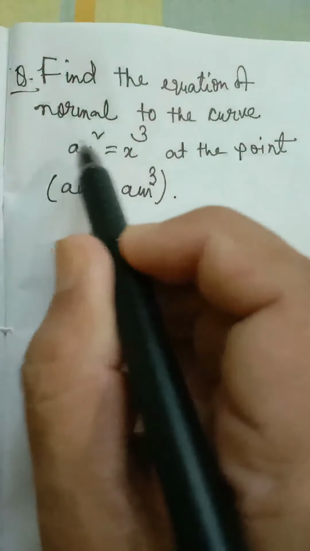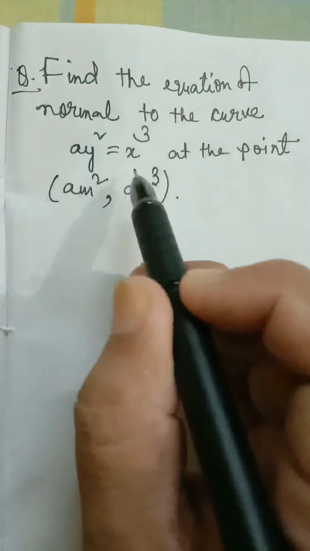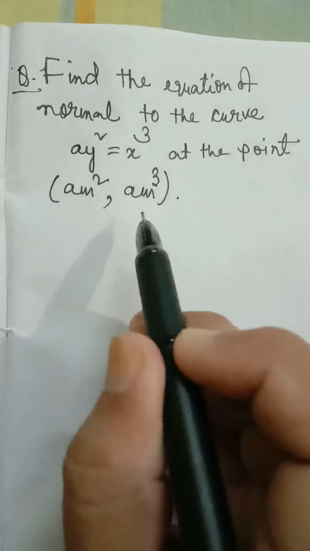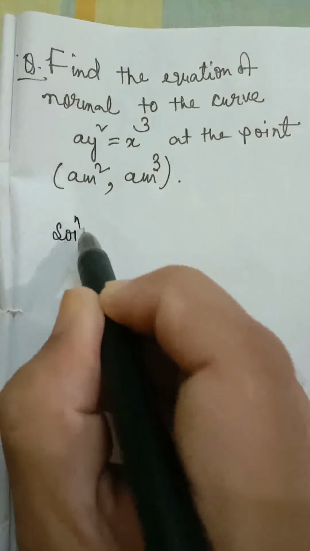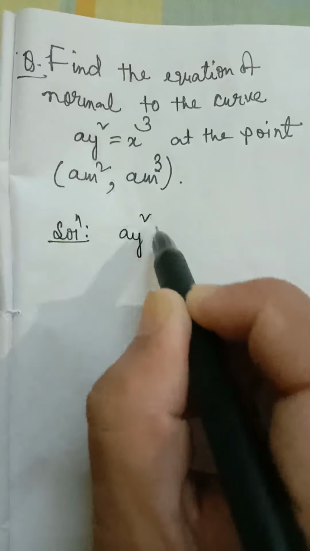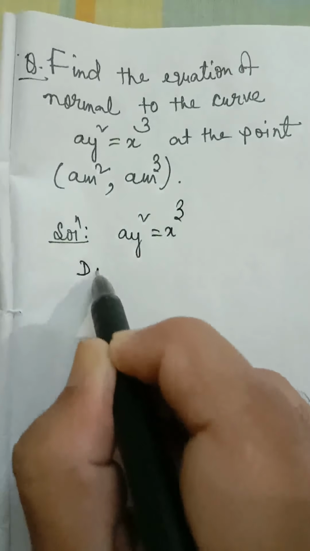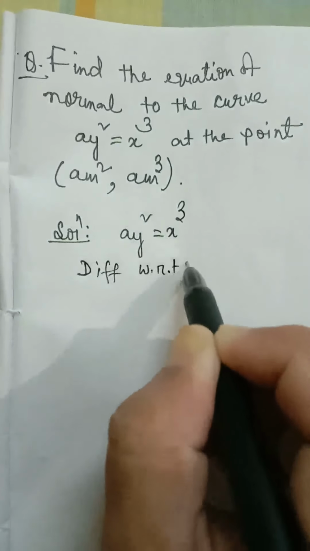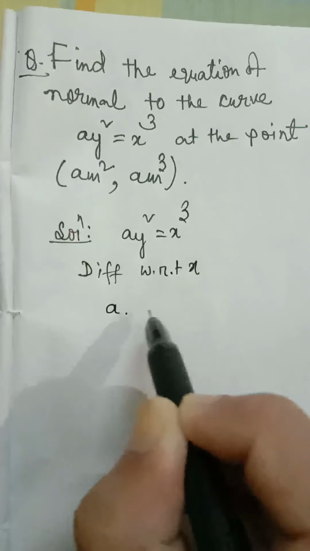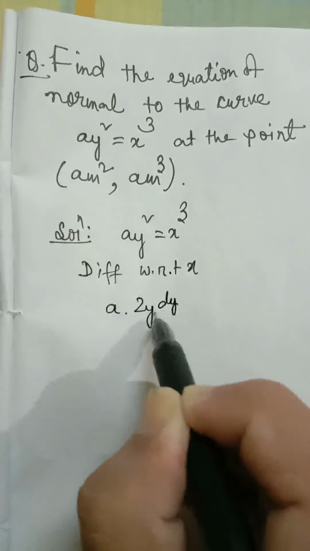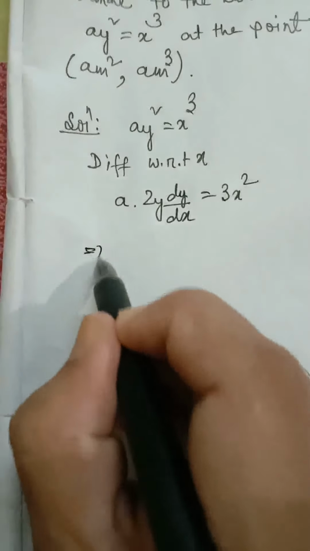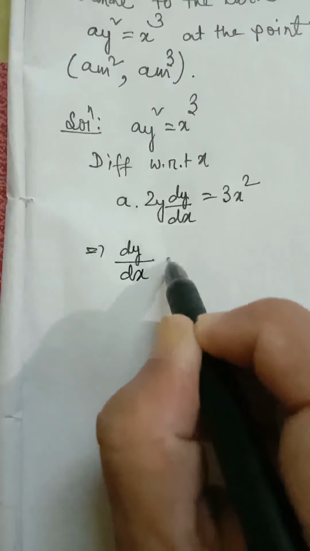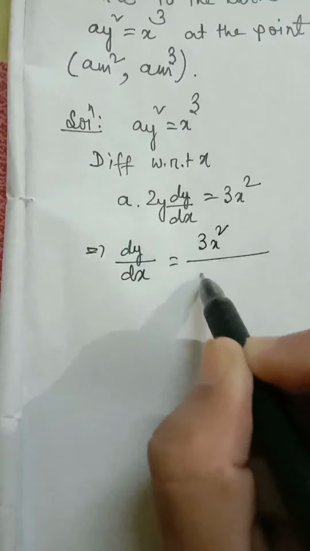Our next question is from NCERT book. Find the equation of normal to the curve a y square equal to x cube at the point (am square, am cube). So first of all we have to find dy by dx. So given curve is a y square equal to x cube, differentiating with respect to x. A into derivative of y square is 2y dy by dx equal to 3x square. So dy by dx equal to 3x square by 2ay.